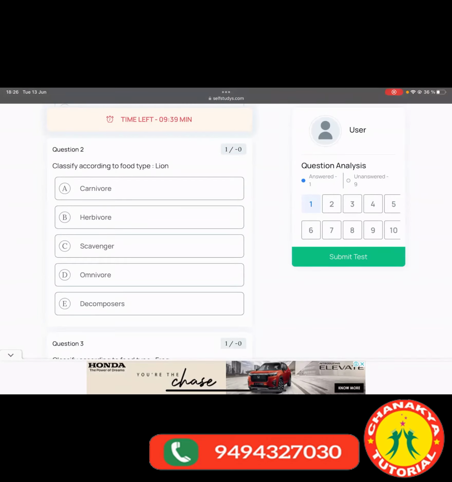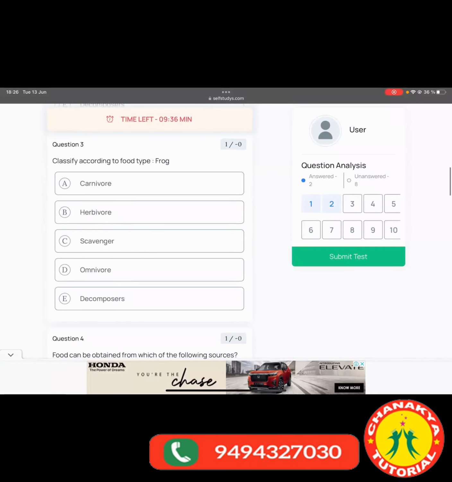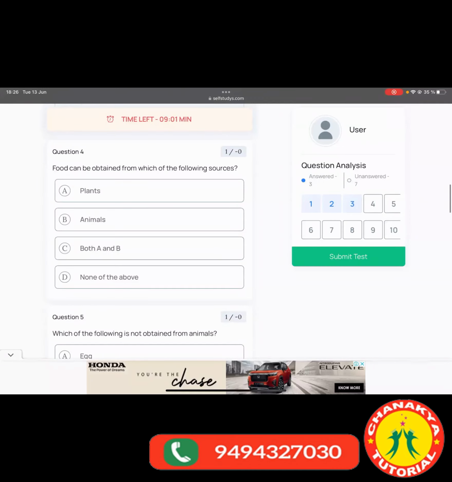Carnivores, very good. No, ma'am, omnivores. What do frogs eat? Herbivores. Okay, what do frogs eat? Plants. They eat plants. What do they use their tongue for? To catch? To catch insects, no, you should think. Next.